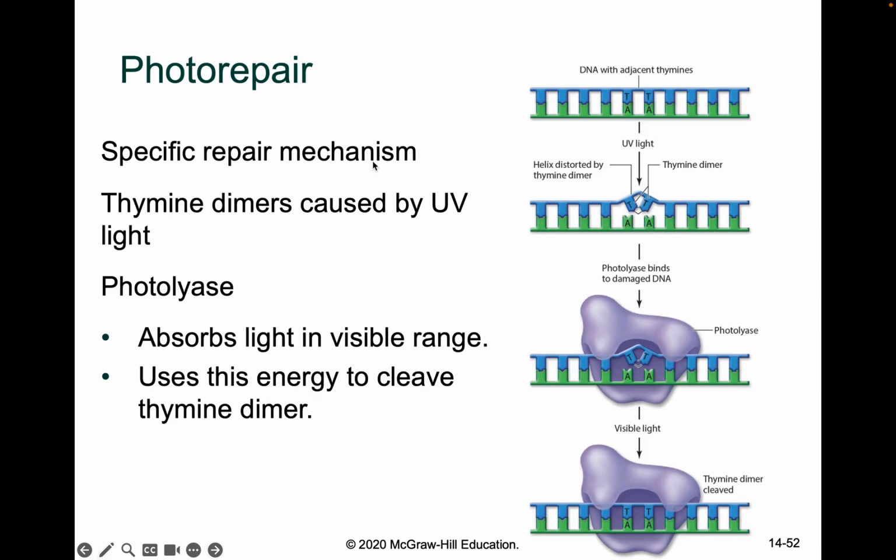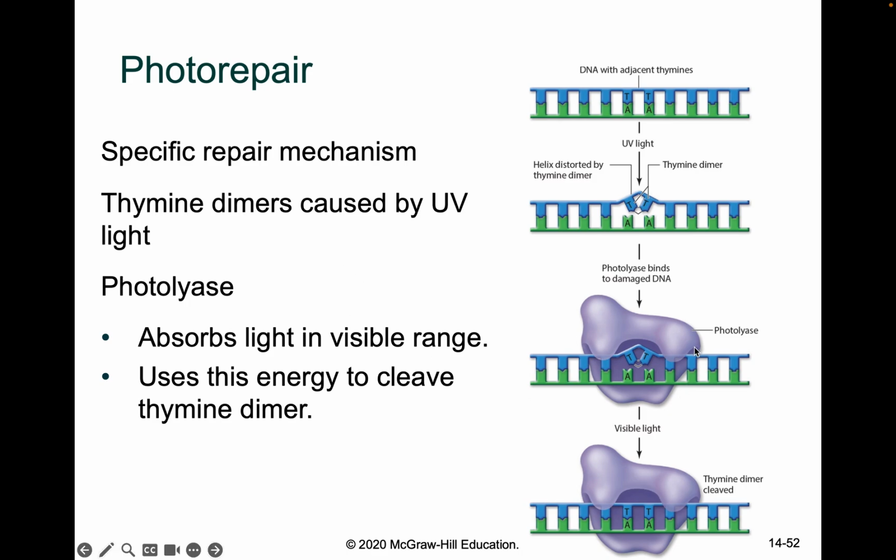When it comes to specific repair mechanisms, you have one called photorepair. UV light loves to attack thymine. When thymine is attacked by UV light, it starts to create thymine dimers, in a way that it binds to an adjacent thymine rather than its adenine. You create these dimers, and this is a huge problem because it can create a massive problem when it comes to DNA.